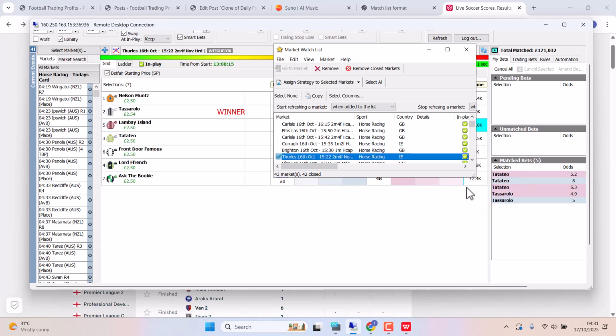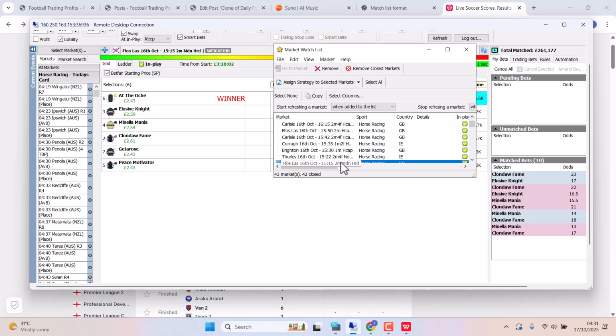Thurles, yet again, based around Tatio here. 5.3 late and a 5 back, I think it was. 5.2 late. No, 4.9 late, 5 back. This one, not sure what happened here, but obviously something happened.